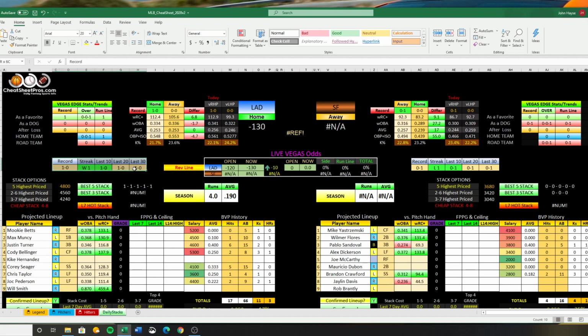And then over here, we've got your record overall, your win streak, your last 10, last 20, last 30 game records, kind of like what we used for NBA. Over here, we have your Vegas Edge stats. And so this is just going to be stuff like record, how many times it went, your record against the over, under.